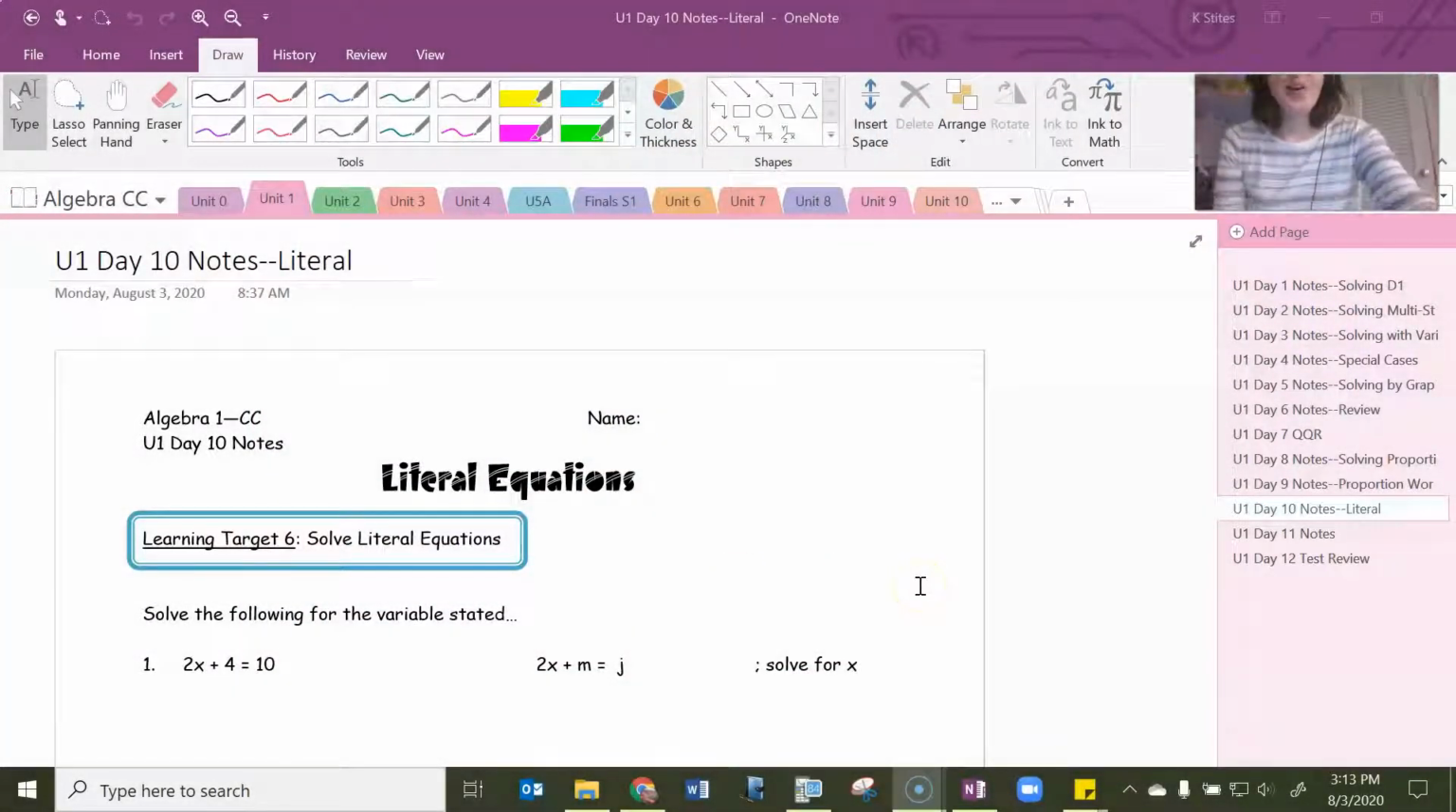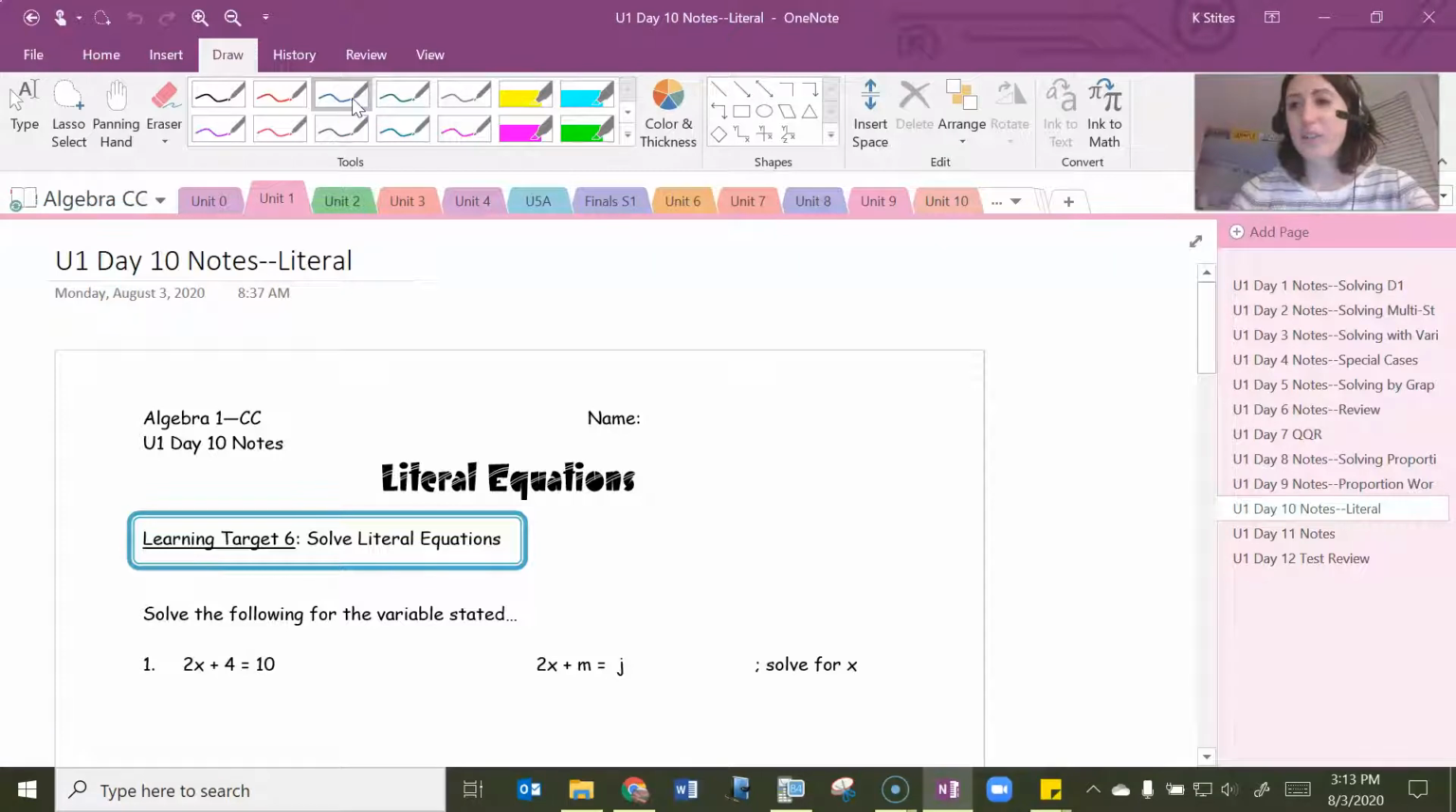All right, so what we are talking about today is something called literal equations. And basically, I cannot emphasize this enough, we are doing the same thing we have been doing for the past several weeks. The only difference is instead of having one variable, you're going to have multiple variables. Okay, so let me show you what I mean here.